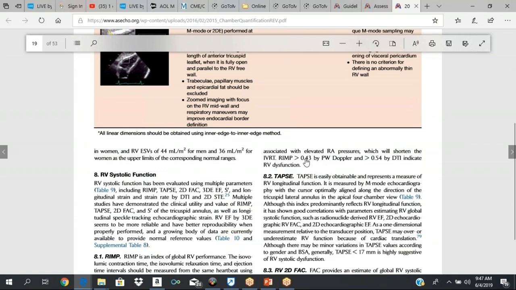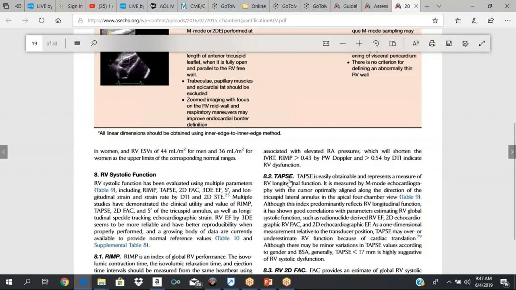So RIMP greater than 0.43 by pulse wave Doppler and greater than 0.54 by tissue imaging indicate RV dysfunction. So you have to know these values, okay? RIMP for pulse wave Doppler, if you're using the pulse wave Doppler method, greater than 0.3 is abnormal. And for tissue Doppler imaging, greater than 0.54 is abnormal.